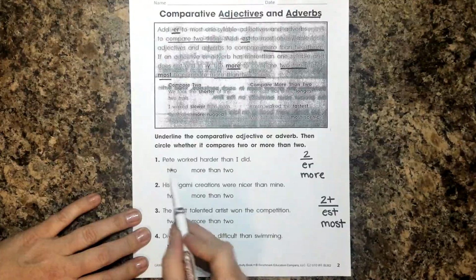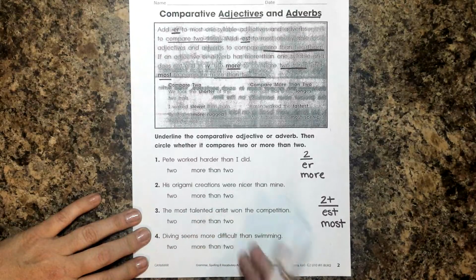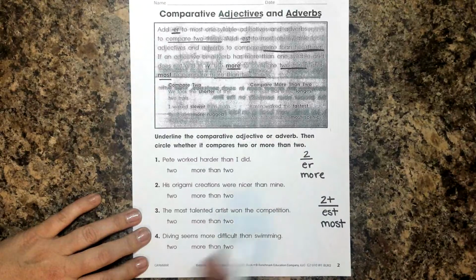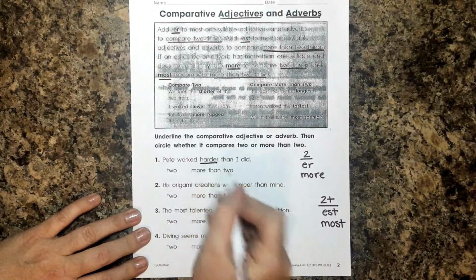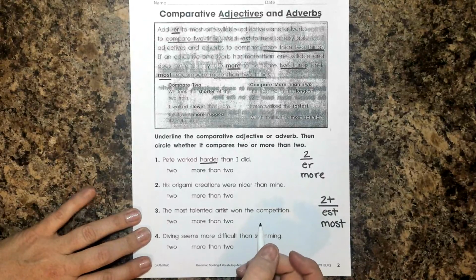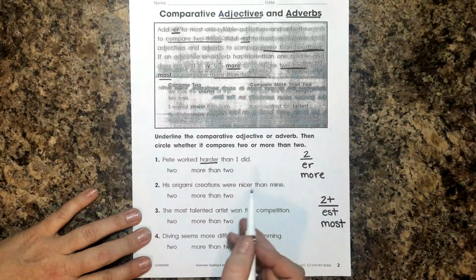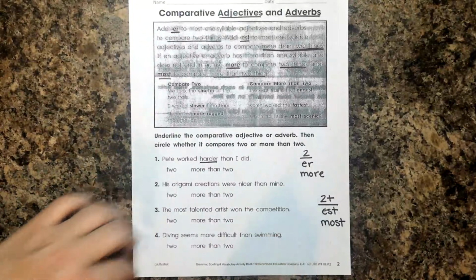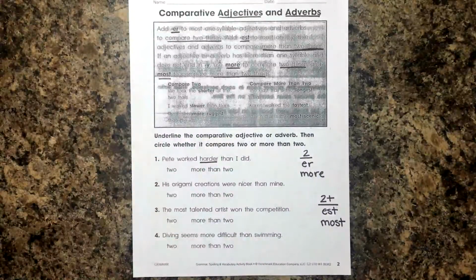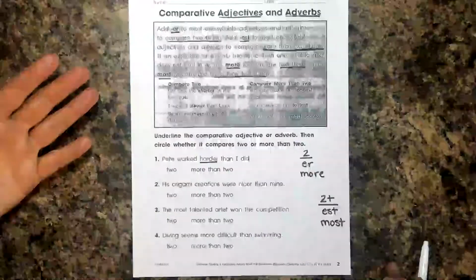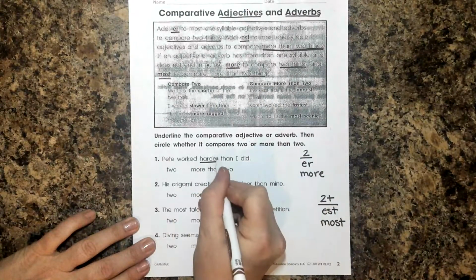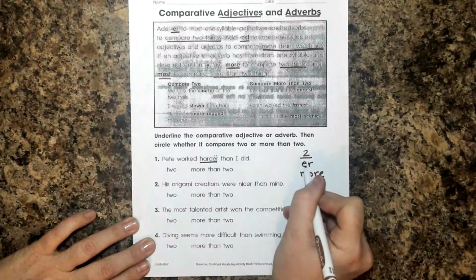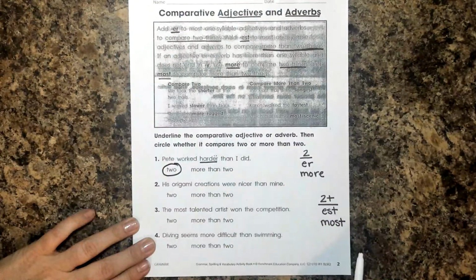Okay, so number one, Pete worked harder than I did. Okay, so what is our comparative adjective or adverb? He worked. How did he work? He worked harder. That's the word that's describing. So that's our comparative adjective or adverb. And is it comparing two things or more than two things? Then we're comparing Pete and I. So Pete and I, that's two things. And if we look, we have the ER here, and that goes with two things. So we're going to circle two things.